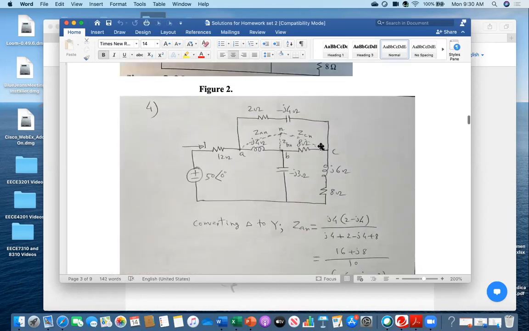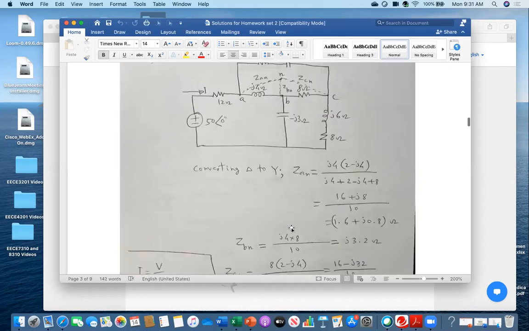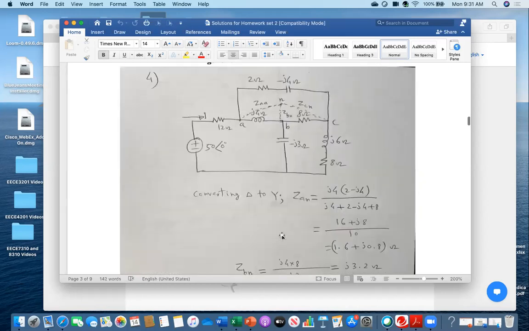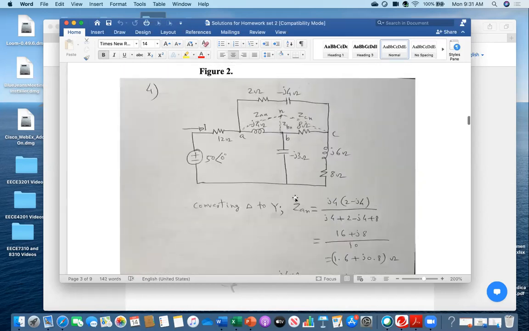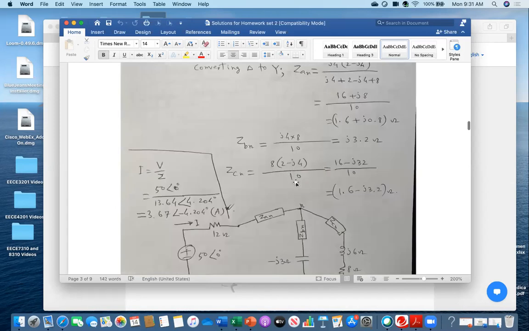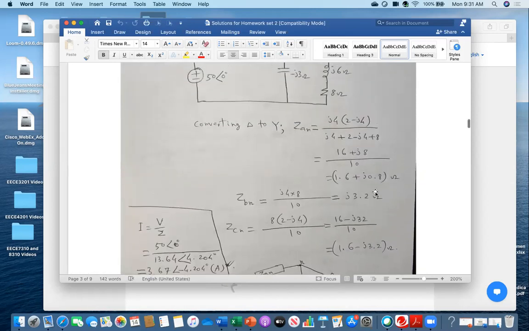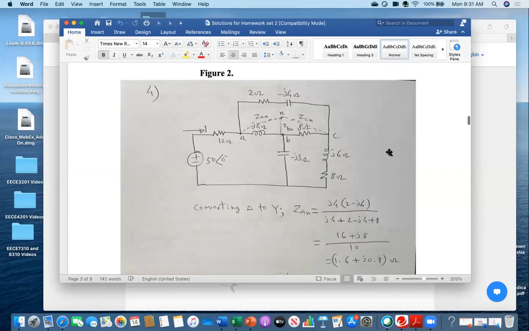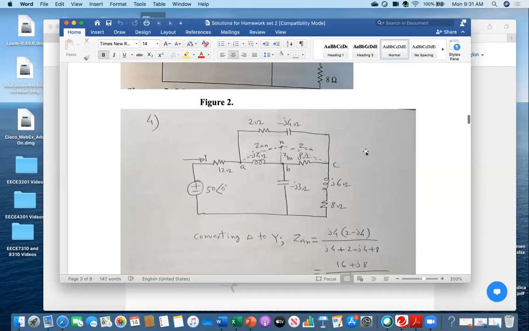The same thing for GCN. When you are finding this one, 8 multiplied by this one, I mean the series combination of this one. Therefore see, 8 multiplied by this one, 2 minus J4, I did, and the denominator 10. So again here I am getting 16 minus J32 divided by 10, 1.6 minus J3.2. So does everybody understand this calculation? Is everybody fine? Yes.